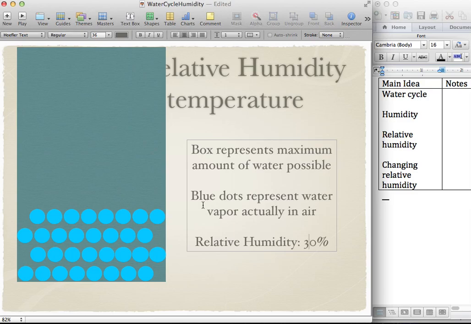Alright, tomorrow we'll do a lab where we will measure the relative humidity of a classroom. So please write 3 questions at the bottom of your notes, and I'll see you guys tomorrow.